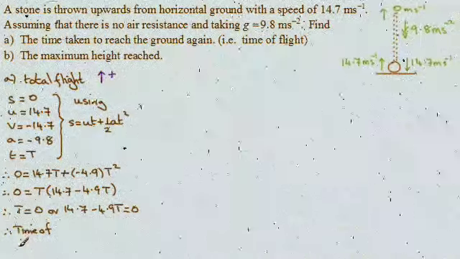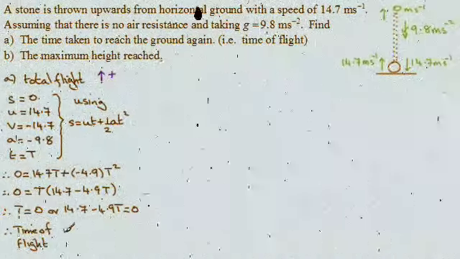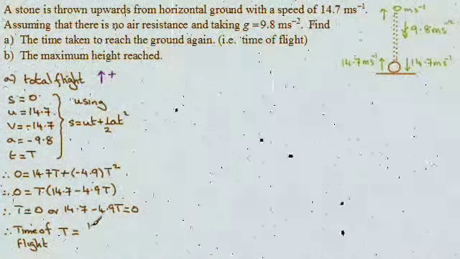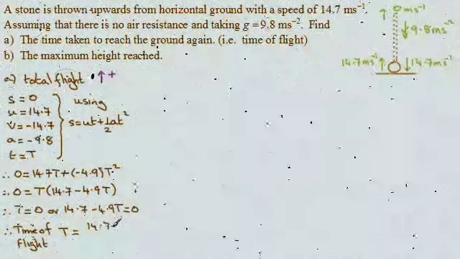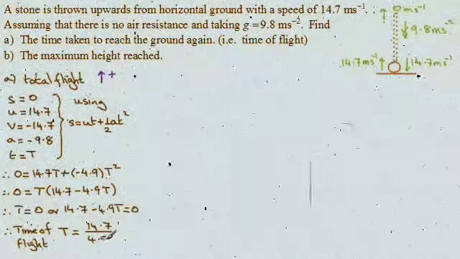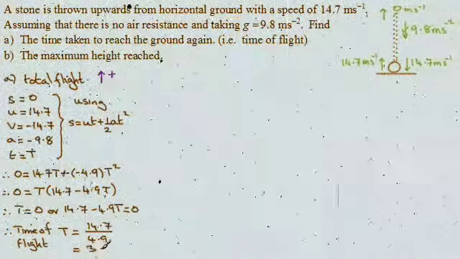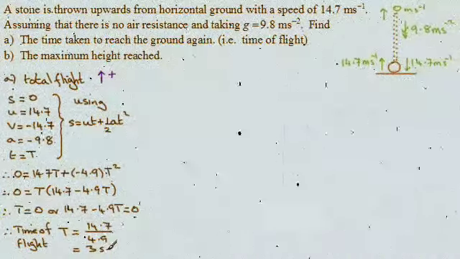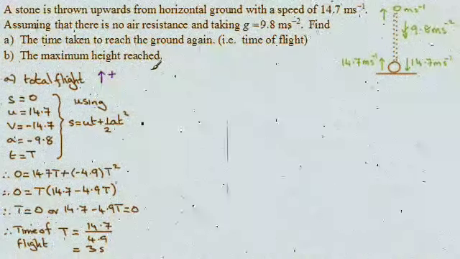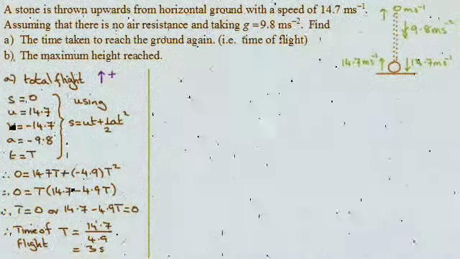Okay, the time of flight, which is given by t, equals 14.7 divided by 4.9. And that comes out very nicely at 3 seconds, okay? 3 seconds is that time of flight. Now this is the method that I prefer when it comes to questions like this.